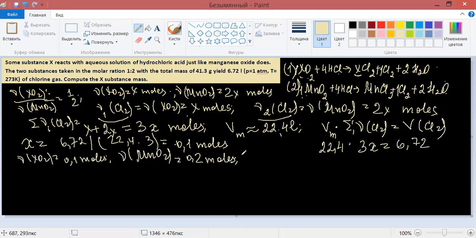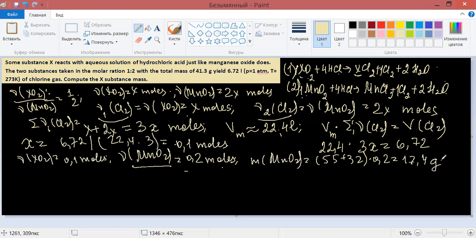Okay. And now we can calculate the mass of this substance. If we multiply the number of moles by the molecular weight of the substance, we will get the mass of manganese oxide. So that means 55 plus 32, times 0.2, and we will get 17.4 grams.